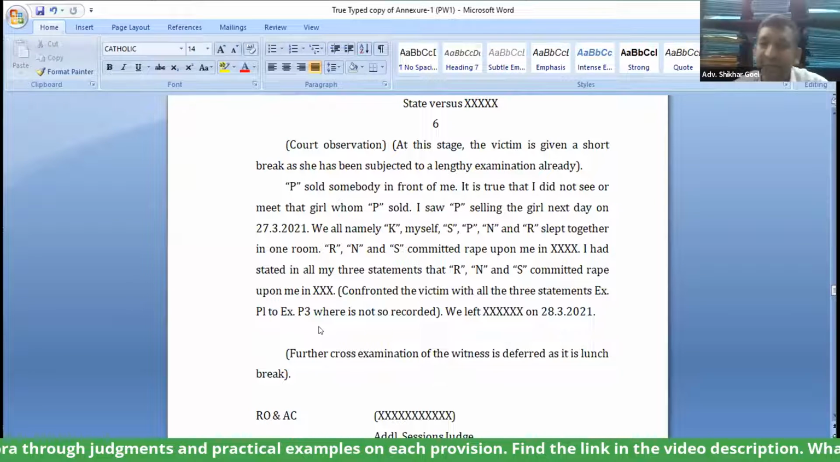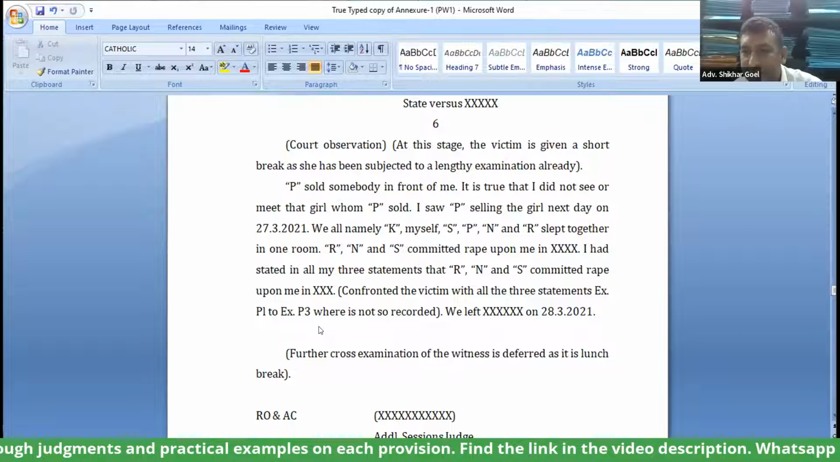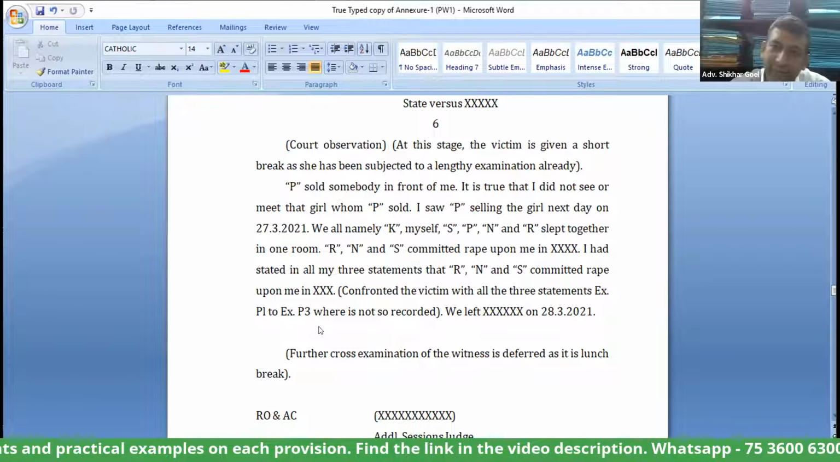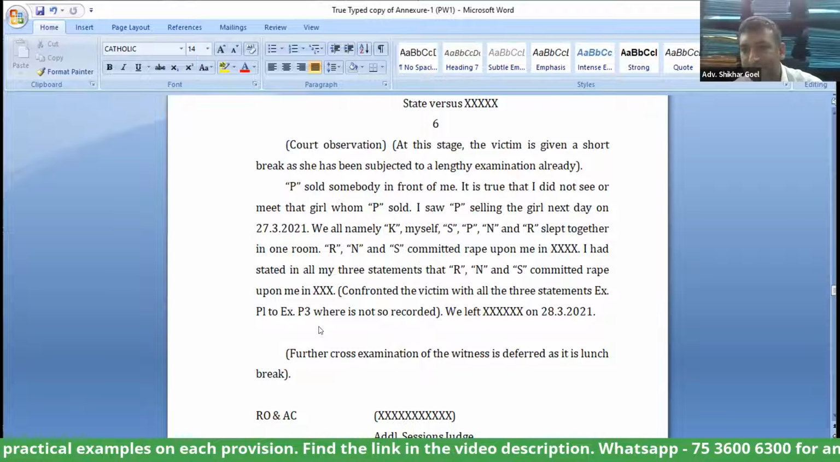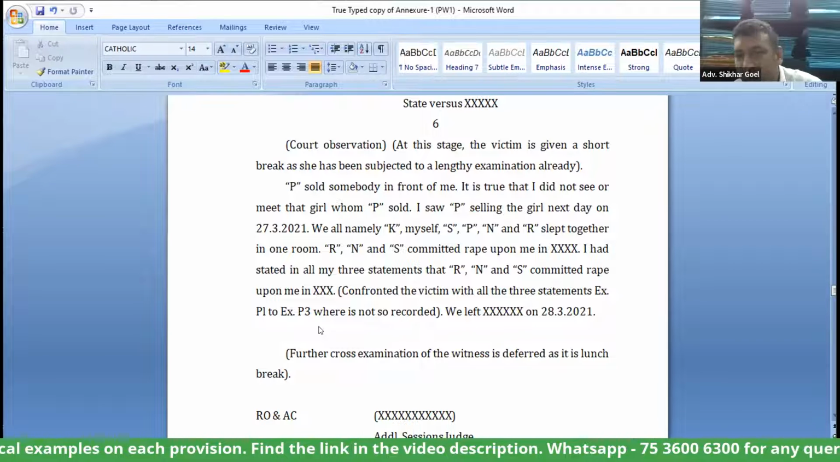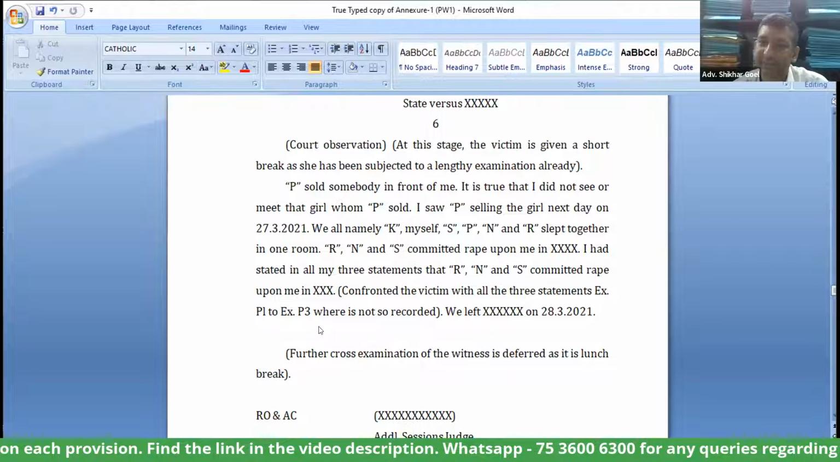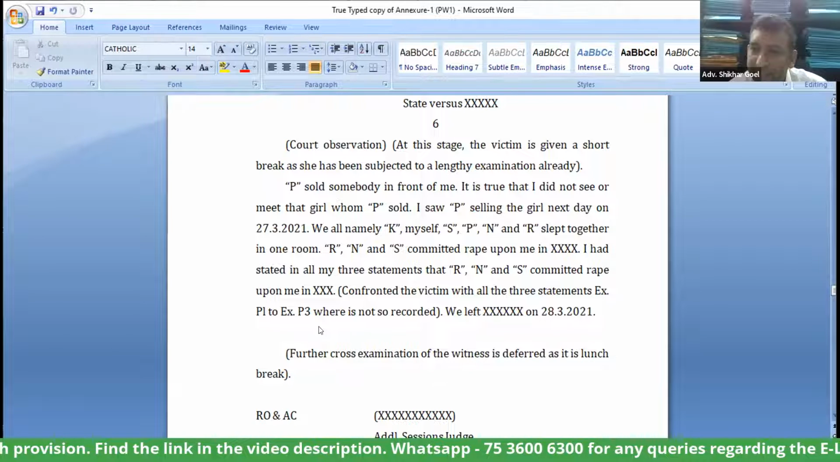Now this contradiction is a very important contradiction. So if I was a stupid lawyer, or if I did not read the file, I would have actually not confronted her. अब ये कॉन्फ्रंटेशन इसकी टेस्टिमनी को शेक कर देती है, that she is not a reliable witness.